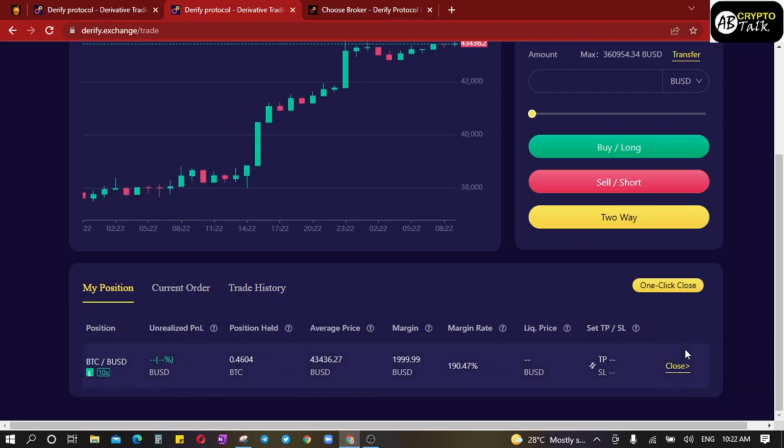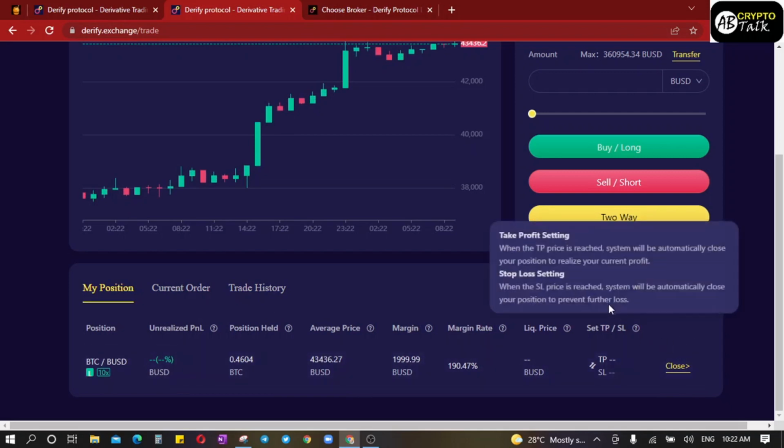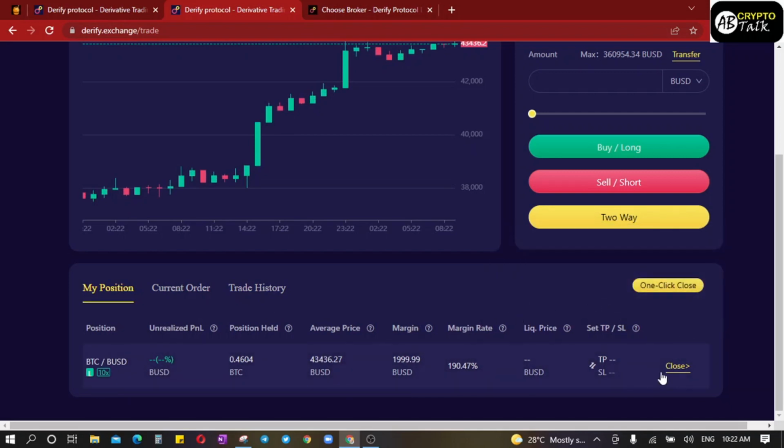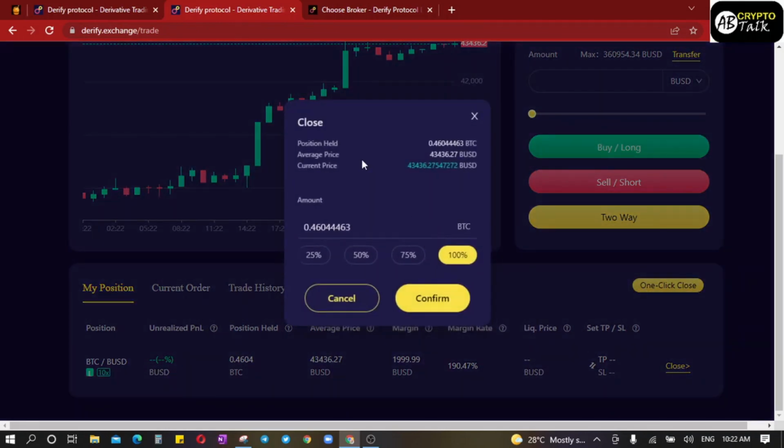Okay, so we can also close this position. If you want to close this position, all you simply need to do is come over here and click close. How do you want to close this position? You can say you want to close 25%, like part of it, or you want to say half, that's 50% of it, or you want to close the total. Okay, so let's just confirm and close this particular position.